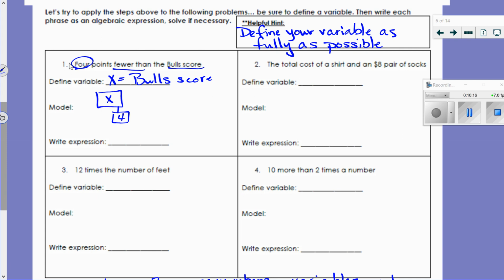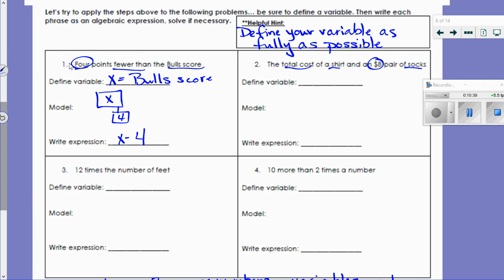Because it's 4 points fewer than. Fewer than is a flipping phrase, right? So that means that the 4 is being taken away from the bull score to be able to answer that. So when I write my expression, it's going to be X minus 4. Our next one, the total cost of a shirt and an $8 pair of socks.